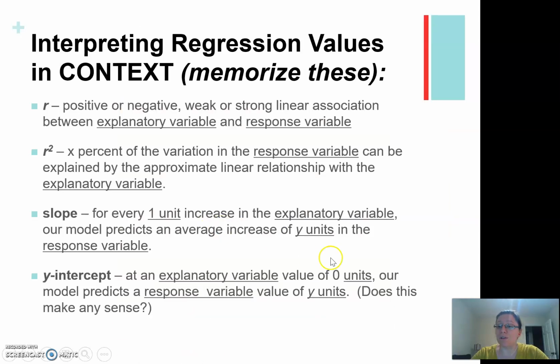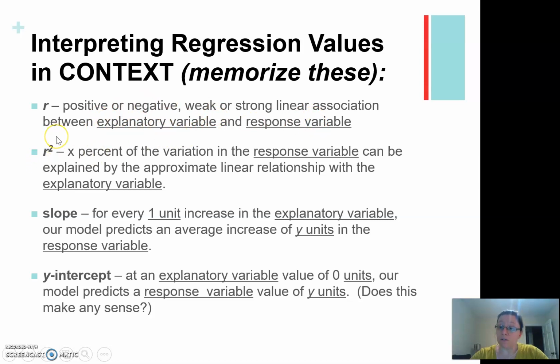So there are several sentences, phrases, I guess I would say, that we need to make sure we memorize. And we always have to put context. So things that are underlined are things you will have to add for context. So when you are interpreting R, you have to state if it's positive or negative, so pick a word. Weak or strong, sometimes we say moderately weak, moderately strong, so you can put an adjective in front of weak or strong. Linear, because it's the R value, and it's only going to matter for linear association, okay? Between, and then you'll put context here with the explanatory variable and the response variable.